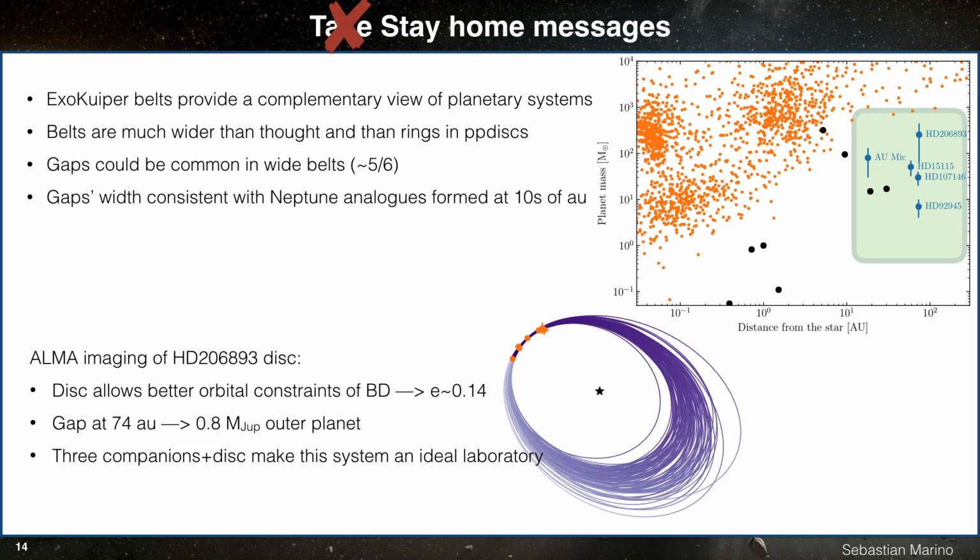Finally, by imaging the disk around HD 206893, we were able to improve the orbital constraints on the brown dwarf, finding that it is likely on an eccentric orbit. We also found a gap at about 70 AU, which could be explained by a 0.8 Jupiter mass planet. And finally, the presence of three companions and a disk in this system really makes it an ideal laboratory to study interactions.